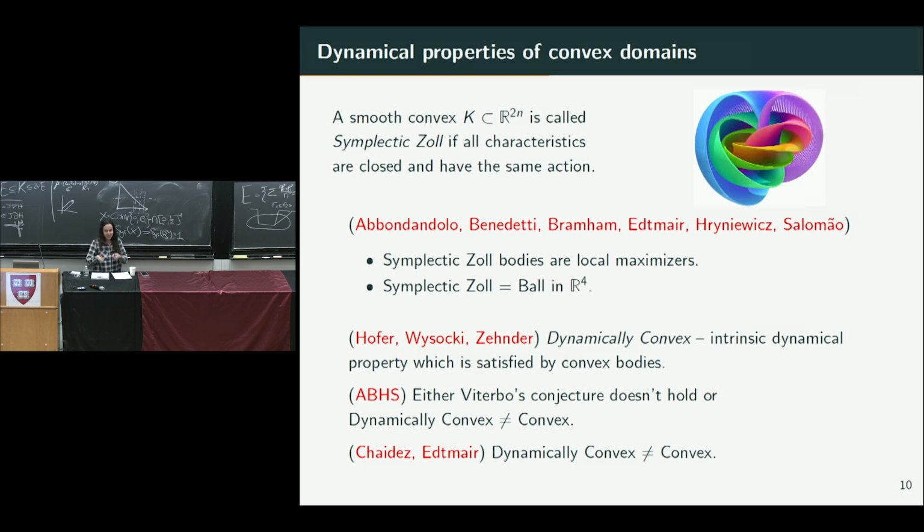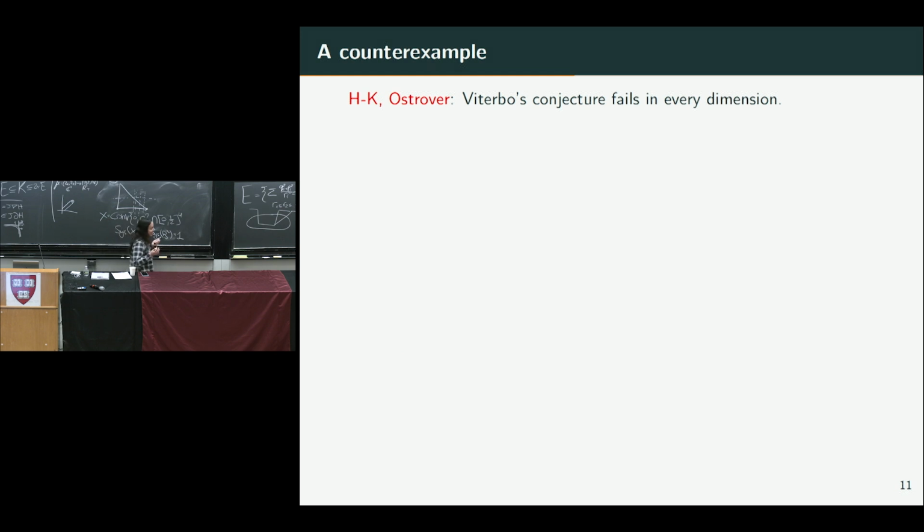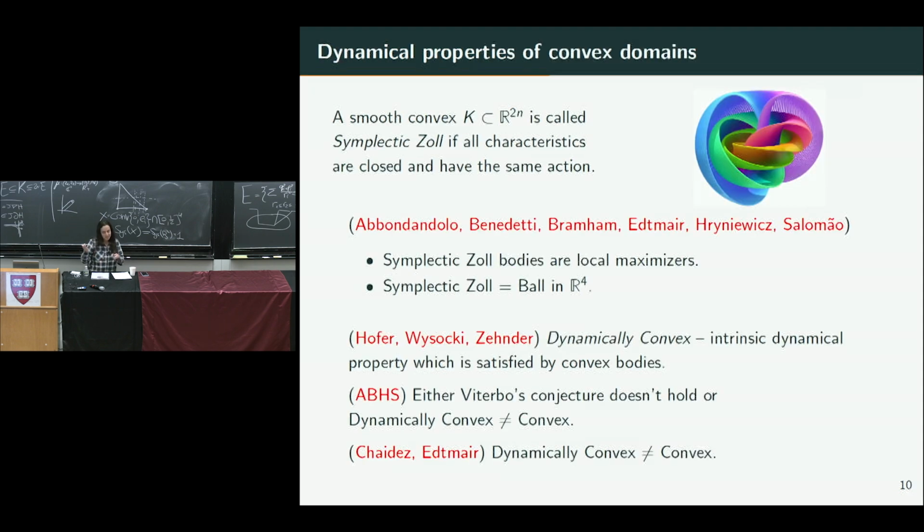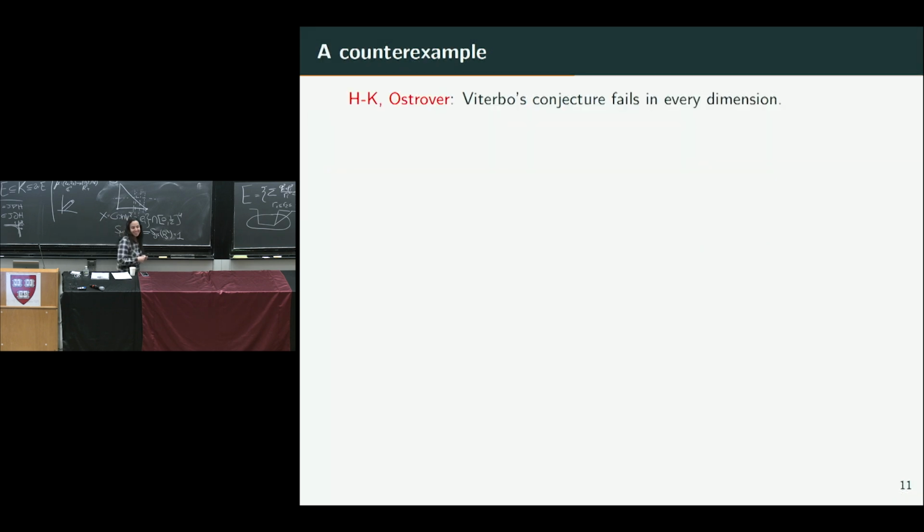Okay, so as I said, actually now we know that also the Viterbo conjecture doesn't hold. This was done recently by myself and Ostrover, and yeah, this implies that the two options are incorrect, and maybe we really don't know much.